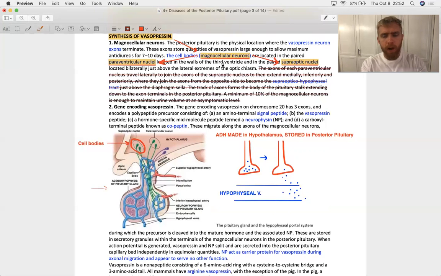So magnocellular neurons have their cell bodies in the hypothalamus, specifically in the supraoptic nuclei and the paraventricular nuclei. And the cell bodies are there, and their axons reach down through the infundibular stalk. The infundibulum is the stalk of the pituitary. So the axons of these neurons travel through the stalk, and then they synapse right next to the hypophyseal veins of the posterior pituitary. And because they synapse so closely to that circulation, when these neurons synthesize ADH and they're ready to spit it out, they put it directly into the bloodstream, and then it very quickly makes its way within a minute or two to the kidneys.